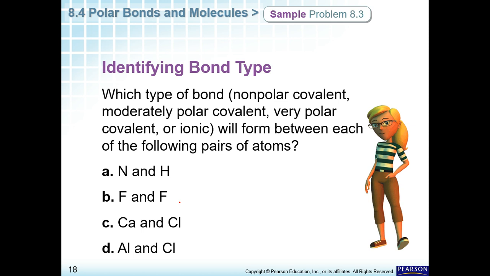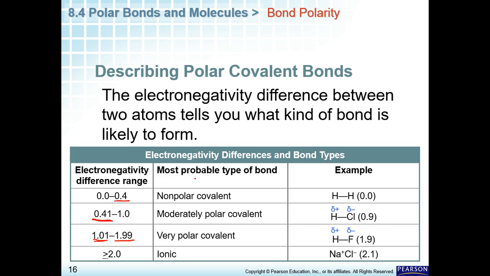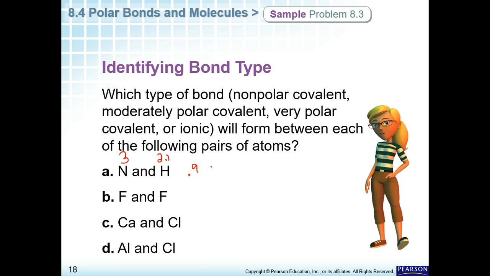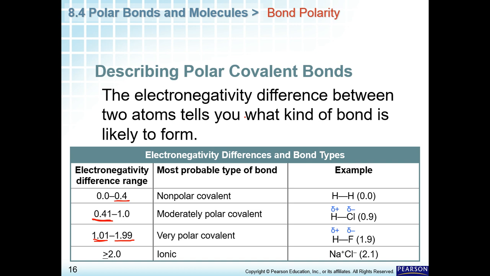Now that we're back here, we saw that nitrogen was 3 and hydrogen was 2.1. When you subtract this, I get a difference of 0.9. 0.9 from our table tells me that this is going to be moderately polar, so moderately polar covalent. Here, fluorine and fluorine both have the same value. So when I subtract, my difference is 0. If I look at my chart, a difference of 0 is going to be nonpolar.